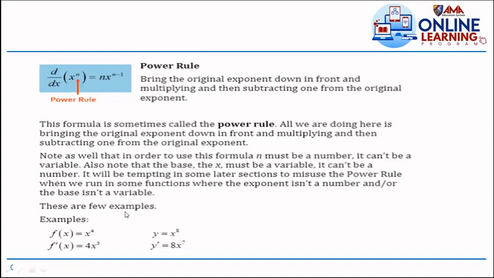So these are a few examples. The function f of x is equal to x to the fourth. So what we're going to do, we're going to look for the first derivative. Our exponent is 4, so we're going to bring it down, multiply by your base, raised to 4 minus 1. So we have 4x raised to 3. Also, we have y is equal to x raised to 8. So our exponent is 8 multiplied by x raised to 8 minus 1. So the answer is 8x raised to 7.